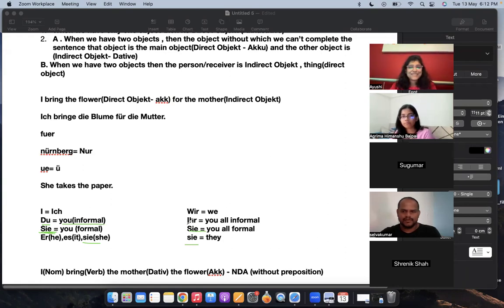How to distinguish formal and informal? That's what she was asking. It's about to whom you want to give respect and to whom you don't want to. If you don't want to give any respect, like to your friends, why give respect to them? So it's du for one person, and for more than one person, it's ihr.